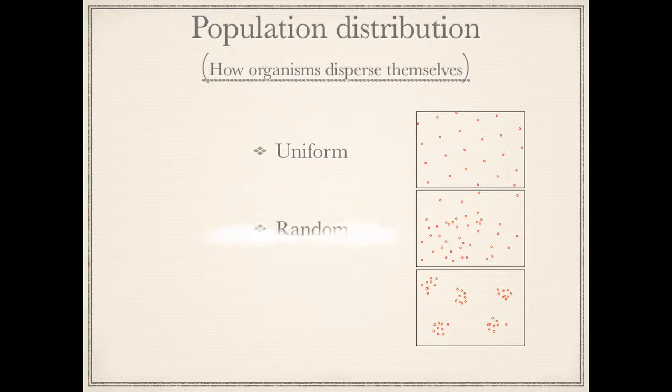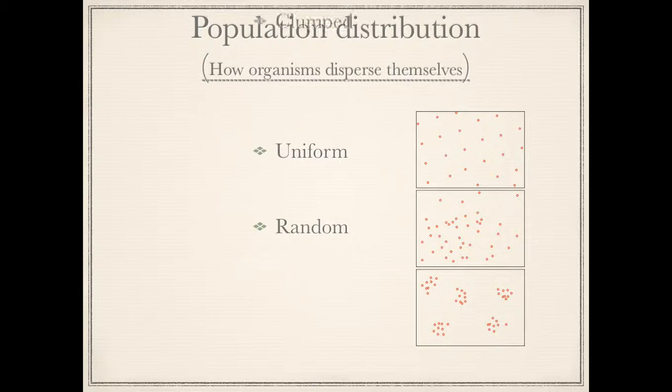The next one would be random, where you can see there's some sections where they're closer together, some sections where they're further apart. This could be, for example, something like just trees in a forest. They randomly have their seeds falling down, and you'll get some that are closer together, some that are further apart.